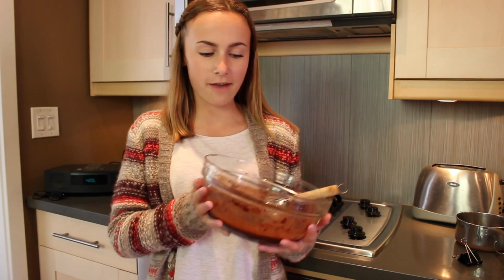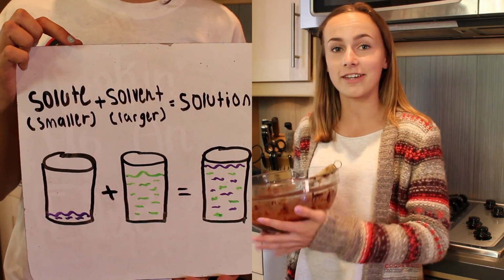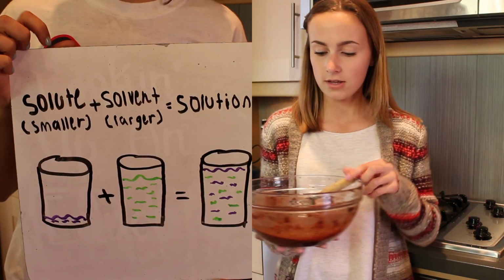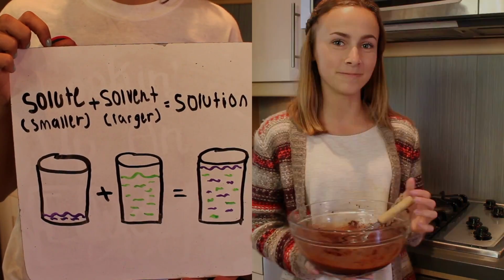Okay, so here we have the butter, sugar, and cocoa mixture, which acts as a solvent. A solvent is a part of a solution that does the dissolving. In a solution, you have 2 components. You have a solute and a solvent. So here, our solution is the chocolate waffle batter.